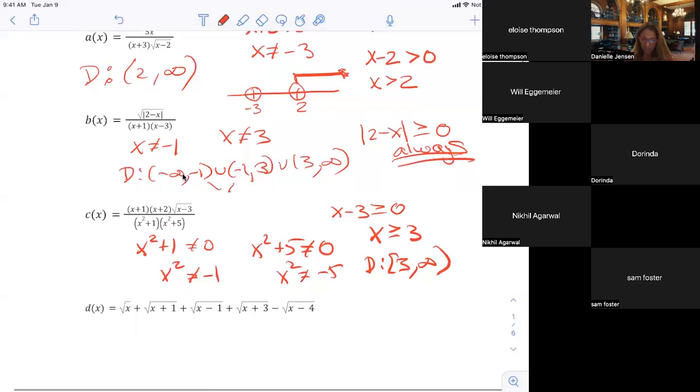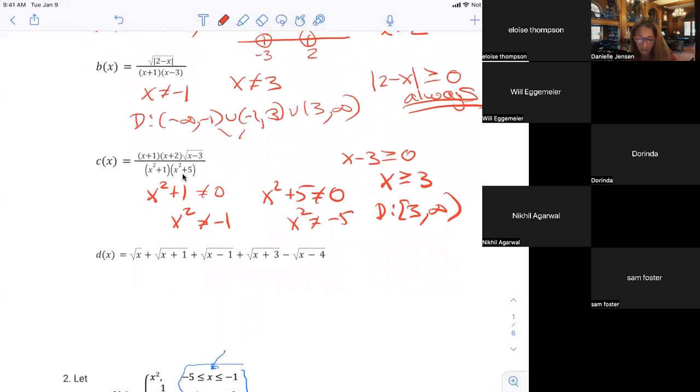Okay, D of X. So we've got a bunch of things here. So each square root, remember, see a square root, you set up an inequality. So X has to be greater than or equal to 0. Well, actually, I'll step back a minute. X plus 1 greater than or equal to 0. X minus 1 greater than or equal to 0. X plus 3 greater than or equal to 0. And X minus 4. So you've got all these inequalities.